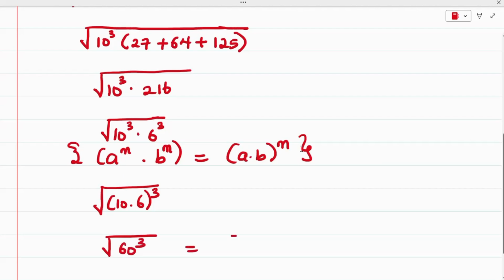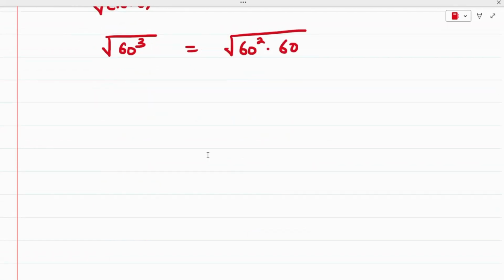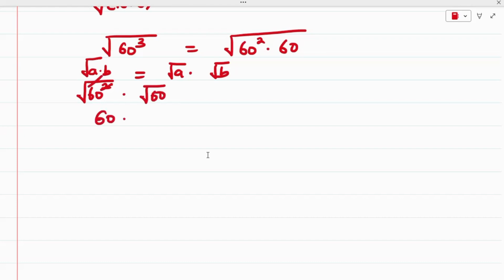And this can be expressed as 60 squared multiply 60. And if we have the square root of a multiply b, this is equal to the square root of a multiply the square root of b. So this becomes the square root of 60 squared multiply the square root of 60. So this is going to cancel out this. So we have 60 multiply.